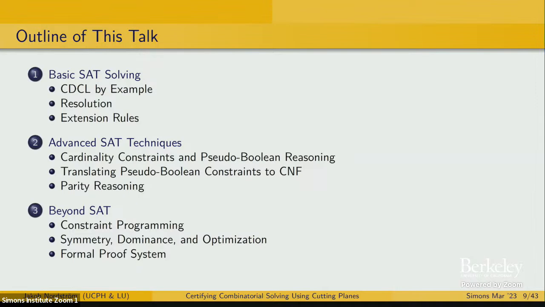Since it's a proof complexity workshop, I definitely want to define also the formal proof system in the Cook-Reckhow sense that comes out of this. And that gives rise to some interesting questions like, how strong is this proof system actually? Do we need all of the strength of this proof system?